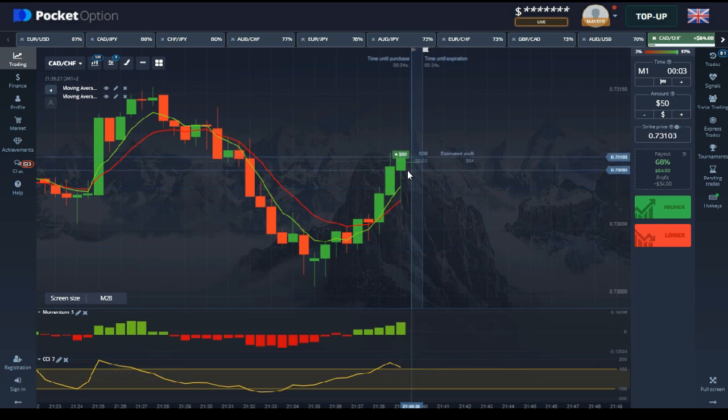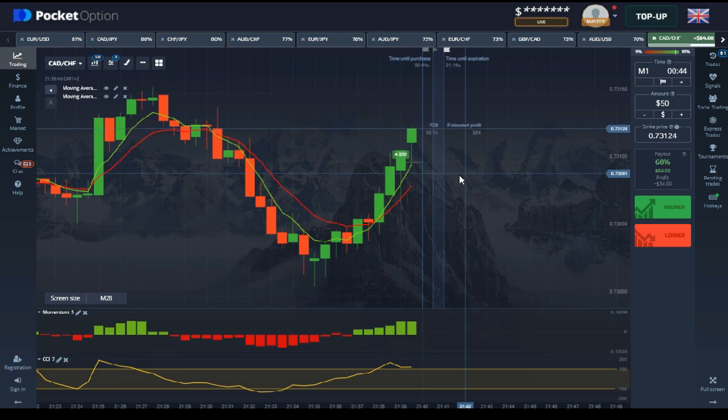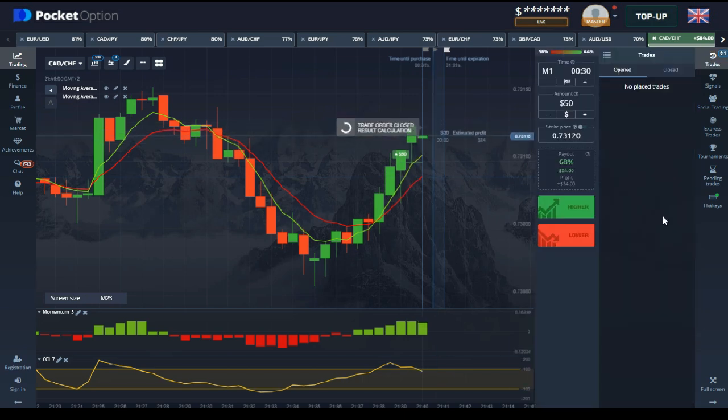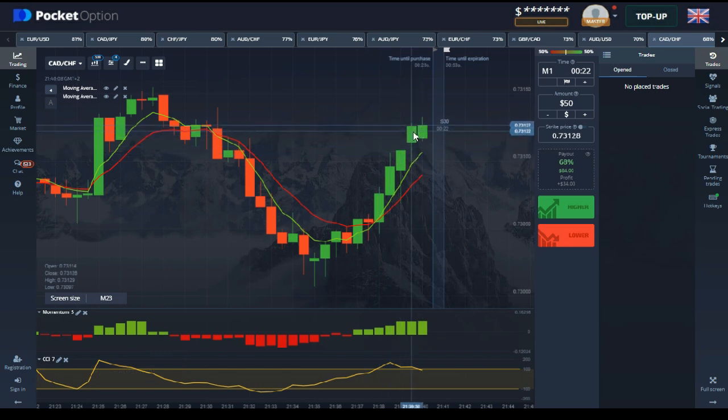I took the trade here for above because the market is going hugely up, so it goes like this, not like this. It goes up, so that's why I took the trade for above, because the price is very high. So let's see the result. Yes, a win here again. Let's find another moment.